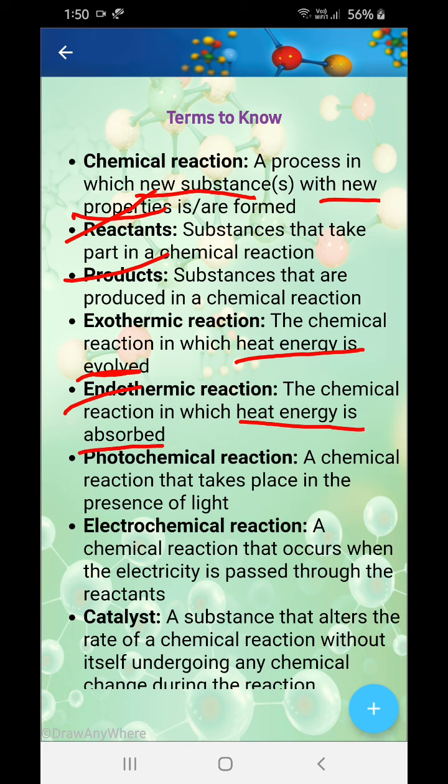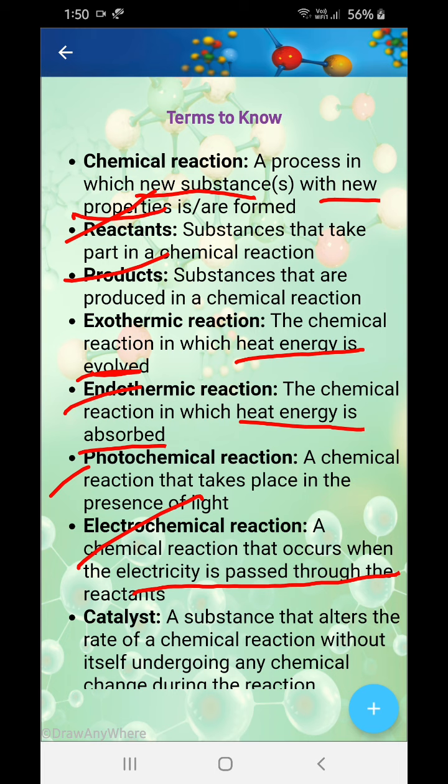Photochemical reaction, the chemical reaction that takes place in the presence of light. Some reactions take place in the presence of sunlight or any kind of light. Those reactions are known as photochemical reactions. Electrochemical reaction, electro means electricity. The chemical reaction that occurs when electric current is passed through the reactants.